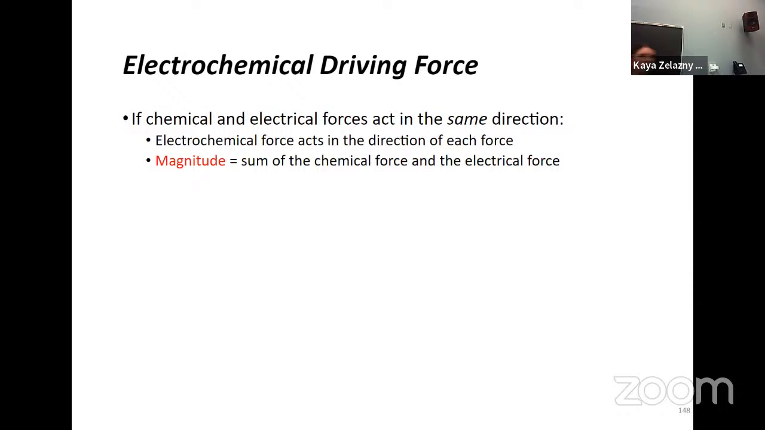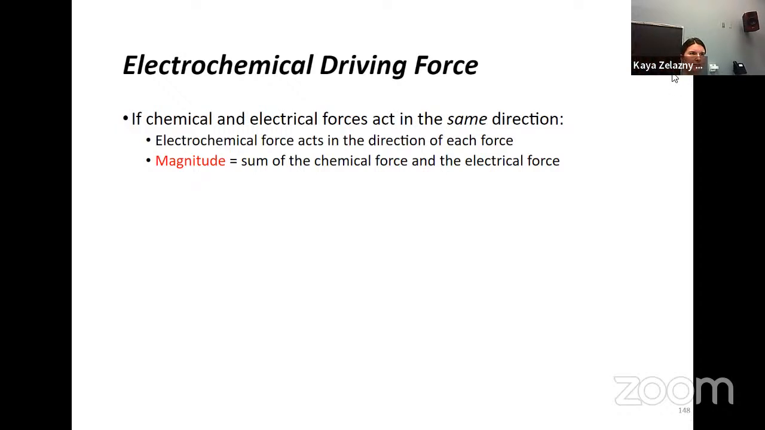Okay. Now we're going to be adding them together to get our electrochemical driving force, which is going to be the total force which actually controls the movement. Before, we were basically talking about two pieces that are pushing and pulling the same particle. And now we're figuring out where that particle is actually going.